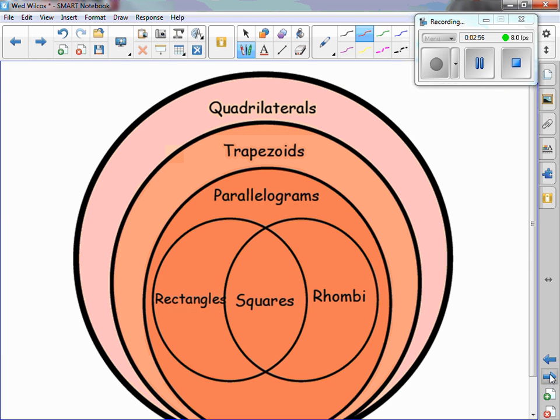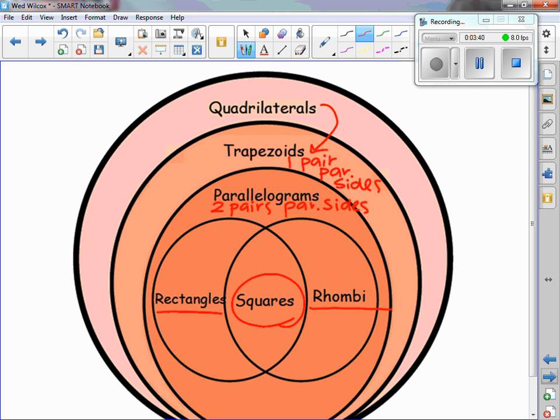Here's another visual just to give you an idea of the big picture. The whole thing is a quadrilateral, this big circle. Then we can be a little bit more specific. We have trapezoids. Remember, trapezoids have 1 pair of parallel sides. Being a little bit more specific, parallelograms. Parallelograms, 2 pairs of parallel sides. Even more specific than that, we have our rectangles and rhombuses, and then squares are in the middle.